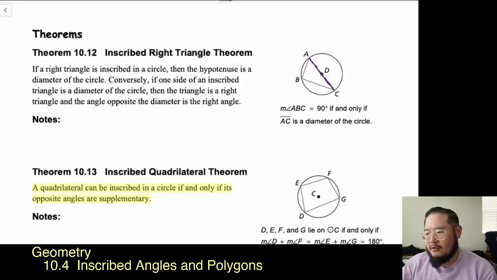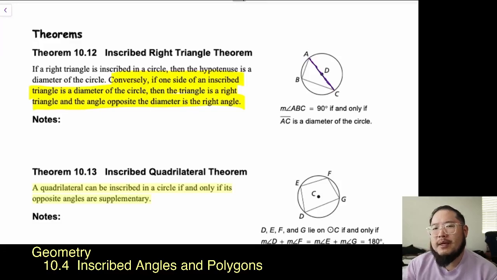Conversely, if one side of an inscribed triangle is the diameter of a circle, then the triangle is a right triangle. Let me highlight this. Absolutely critical. Why do I know that this is a right triangle? Because one of the sides, the hypotenuse, happens to be the diameter of the circle that you see here. So you have to know that it goes through the center. If it doesn't, then we cannot say that this is a right triangle.